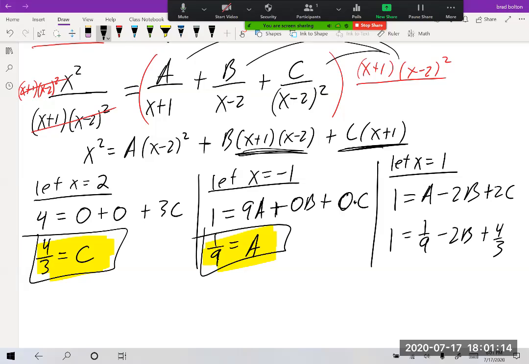Let me just double check something real quick. This is number 1c.